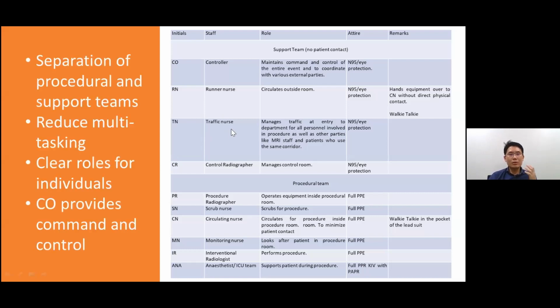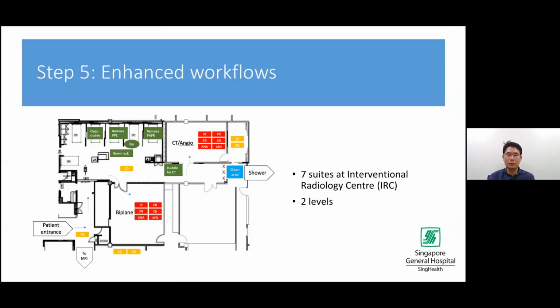And so this is really so that you can separate the procedural and the support teams so that they do not mix. You want to reduce multitasking at this point. Efficiency is not really the most important thing here. Clear roles for individuals as well as clear stickers, as you will see in some of the photographs later. And again, the controller really needs to provide command and control.